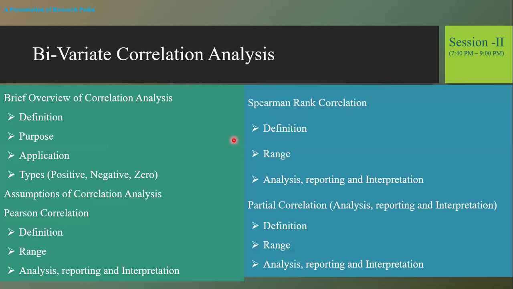If the variables that you want to correlate are continuous variables, or you can say they are interval or ratio scale variables, you need to use Pearson correlation. But if your variables are ordinal variables, showing some order, and you need to check their correlation, then you need to use Spearman rank correlation.